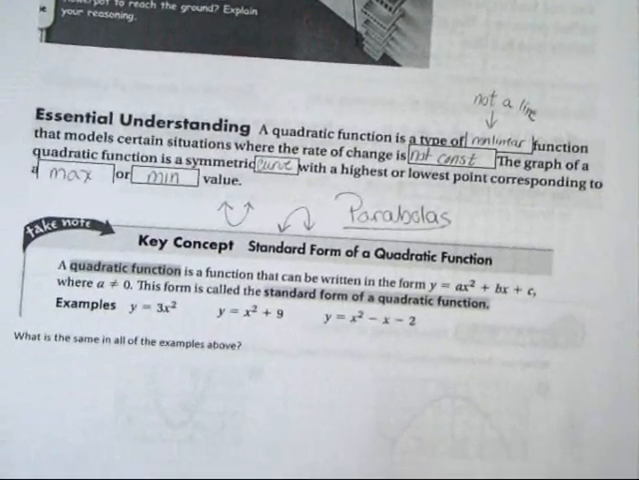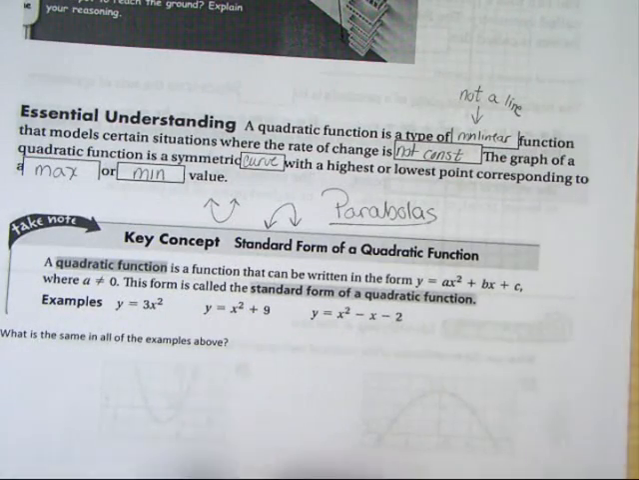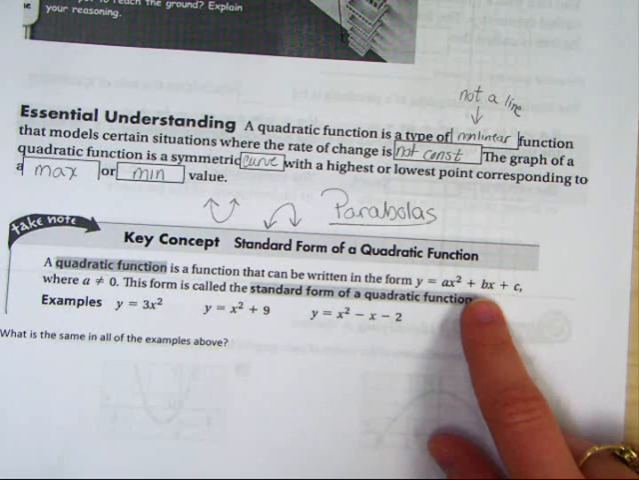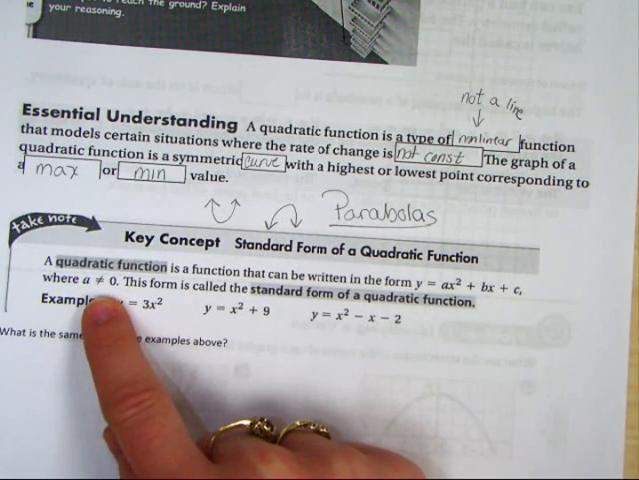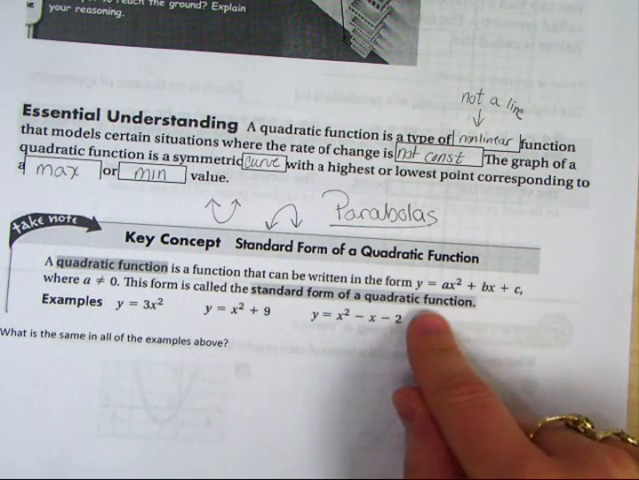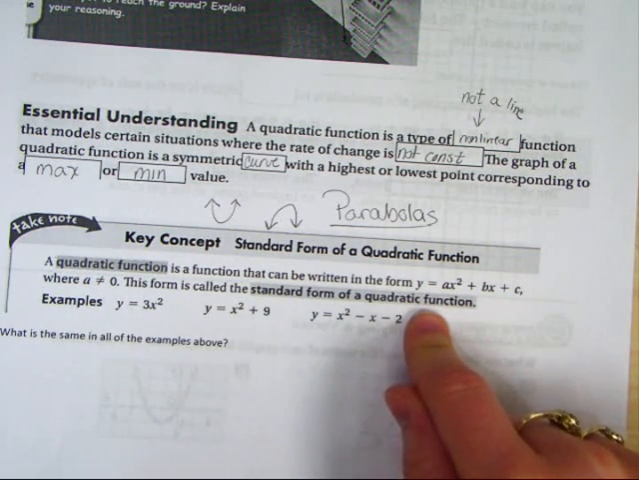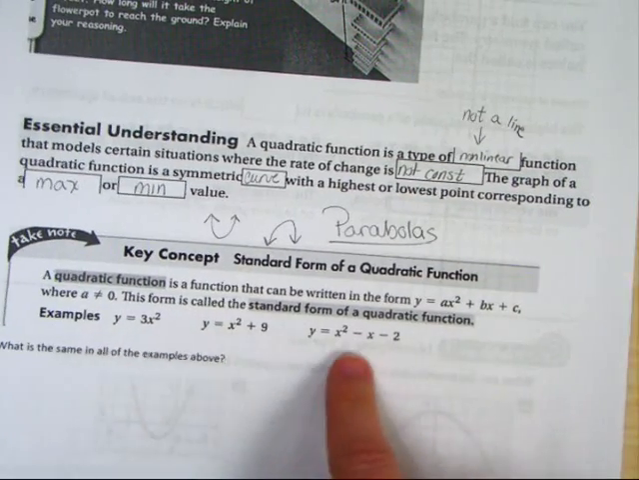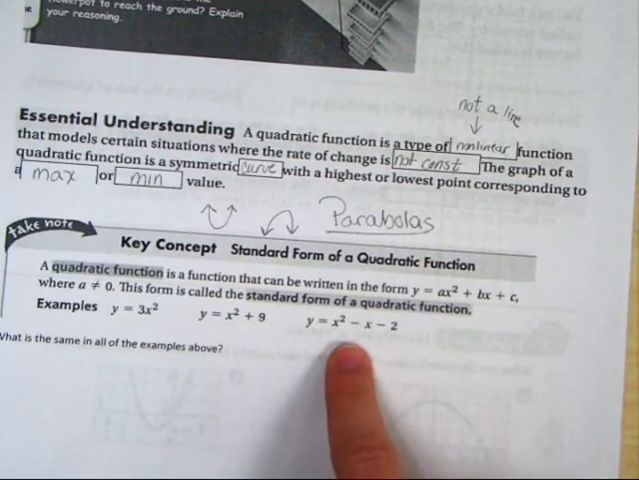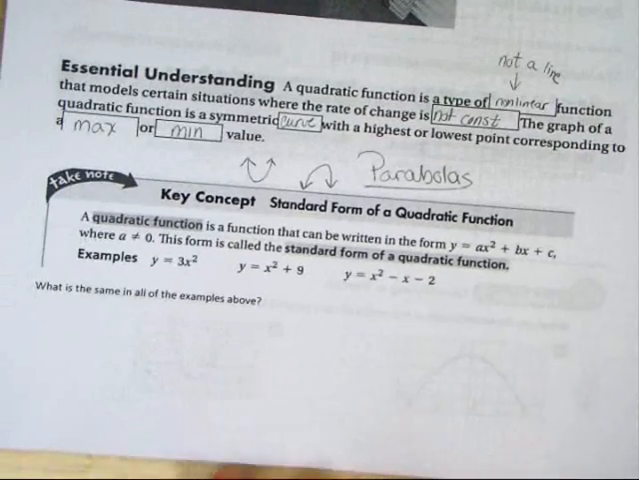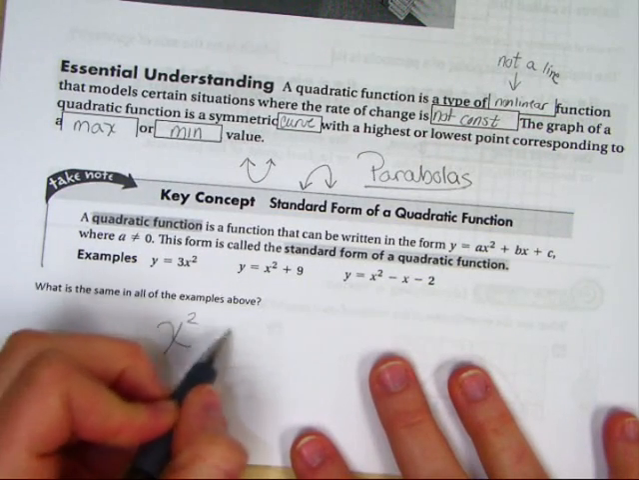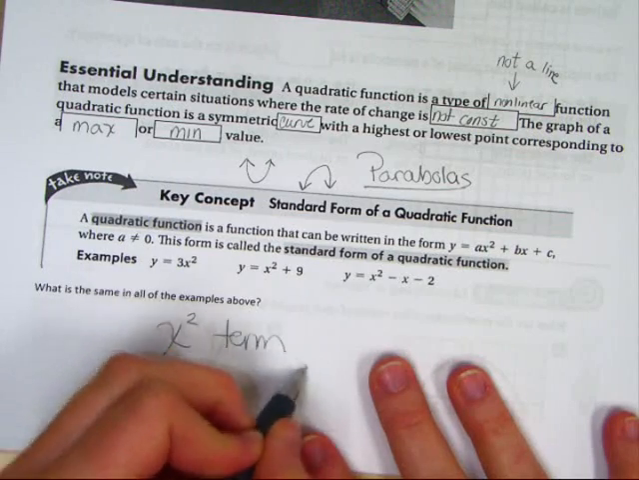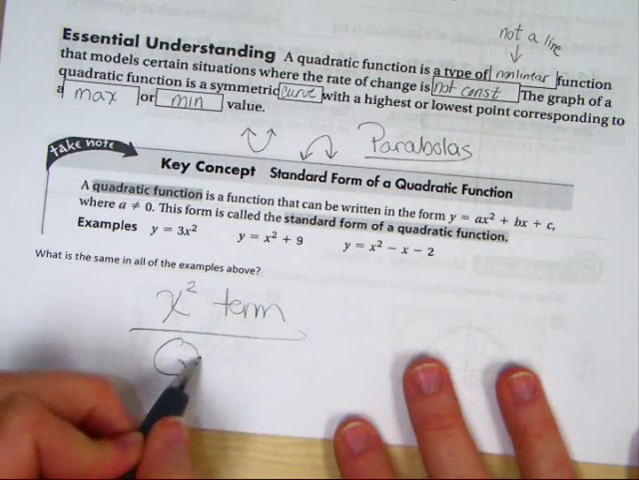Alright, the key concept here is a quadratic function. It can be written ax squared plus bx plus c. A cannot be 0, because if a was 0, there would be no x squared term. And this is called the standard form, which you're used to seeing. Here are examples of 3 different types of quadratics. What's the same in all the examples above? You should notice they have an x squared term. That's what makes something quadratic.